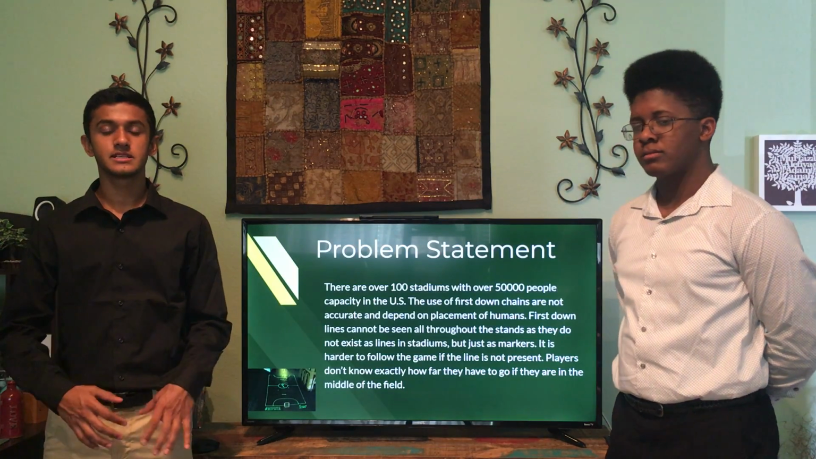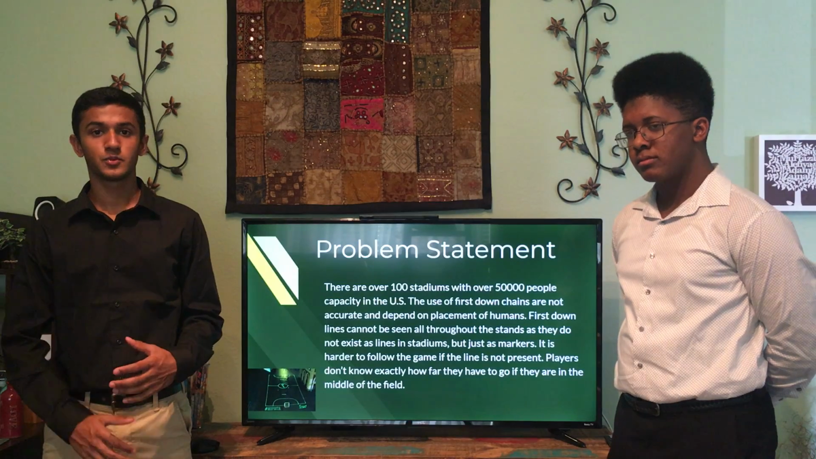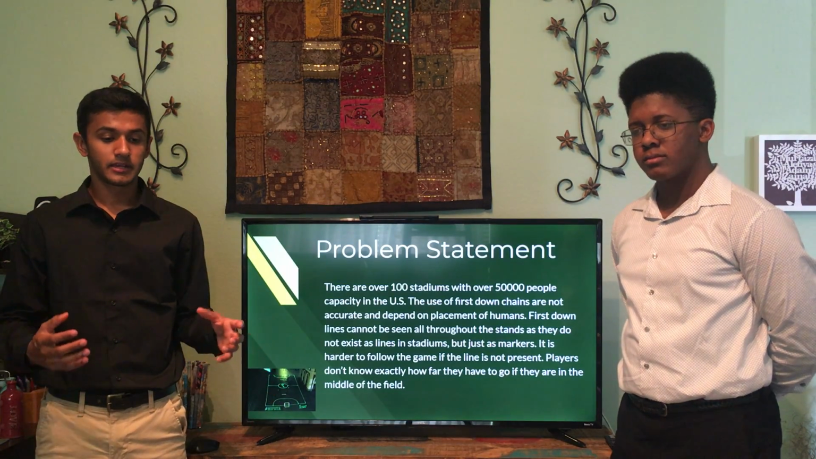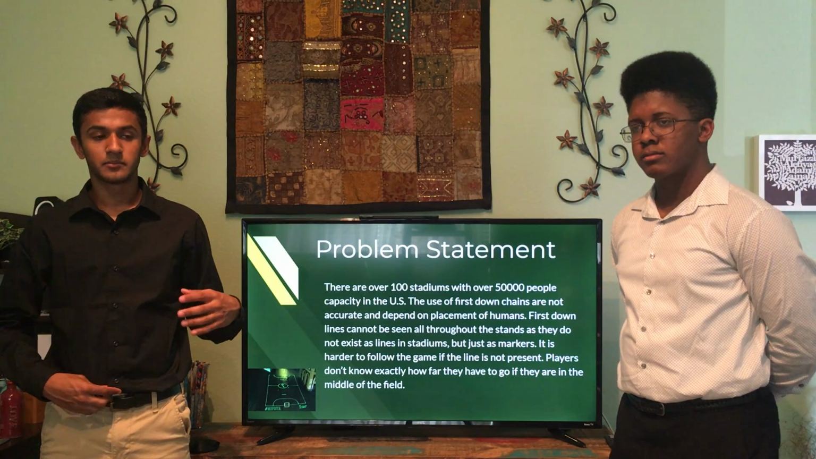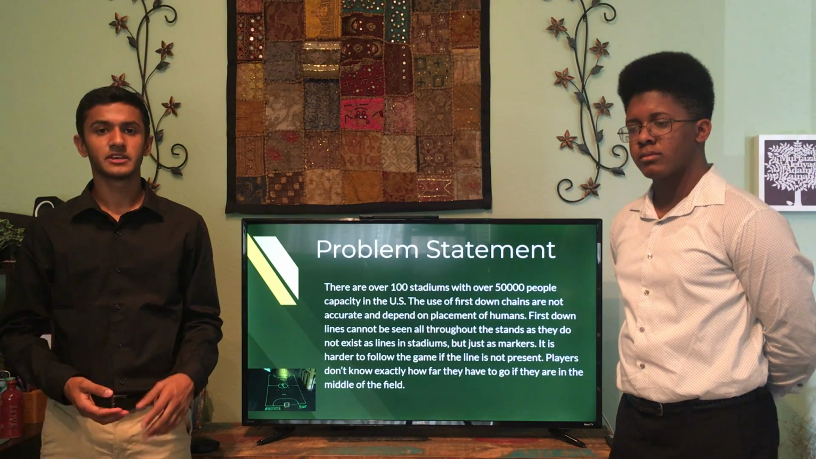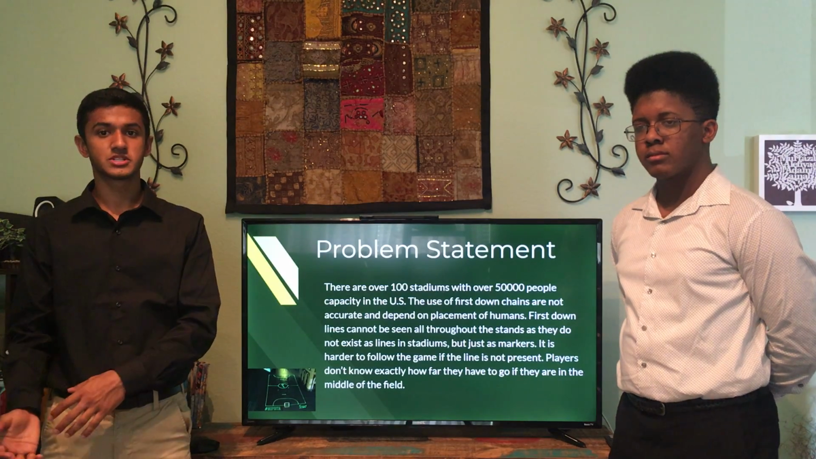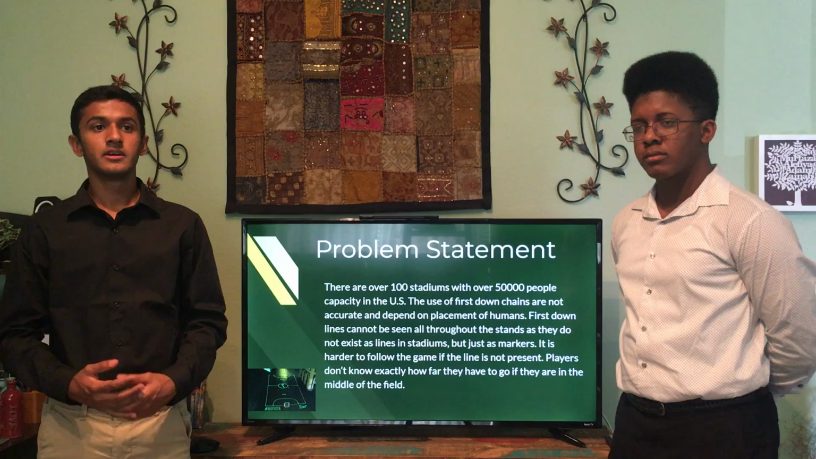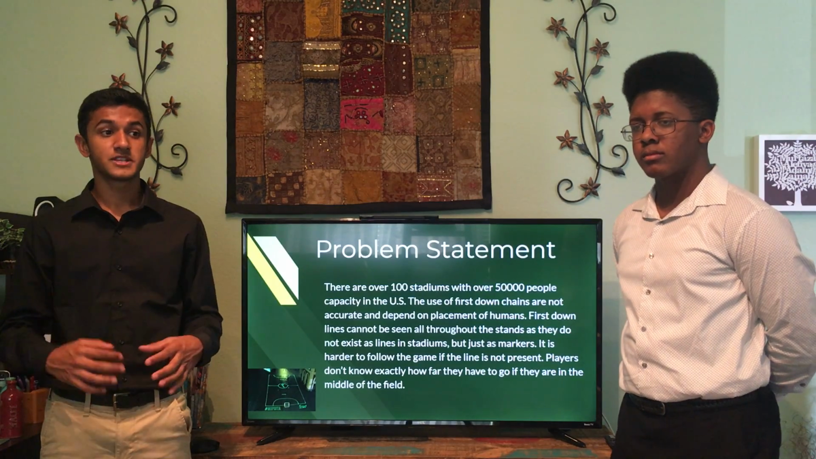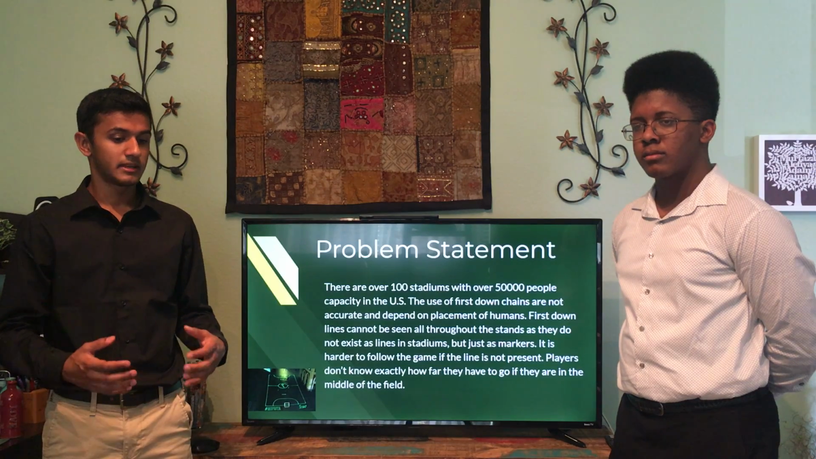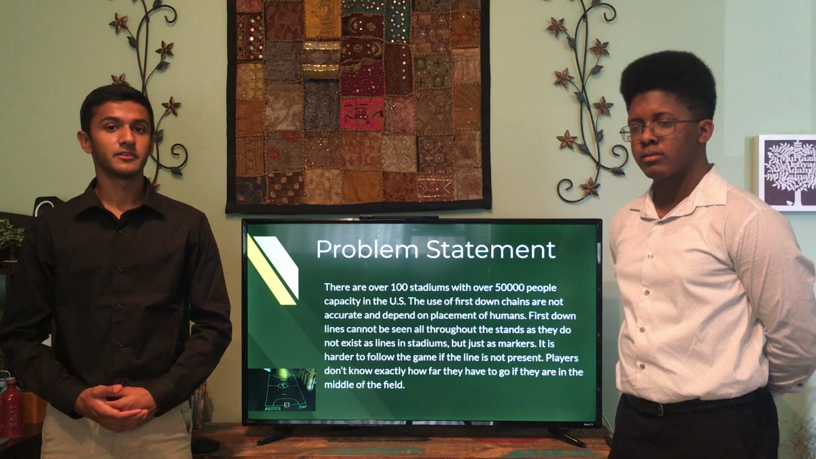In the United States, there are approximately 100 stadiums with 50,000 people capacity or more. On weekends, there are college football games and NFL games, and when those games happen, millions of people come to watch the events live. In football, the first down line is integral to the entire game. And when you're watching live, there is no first down line.